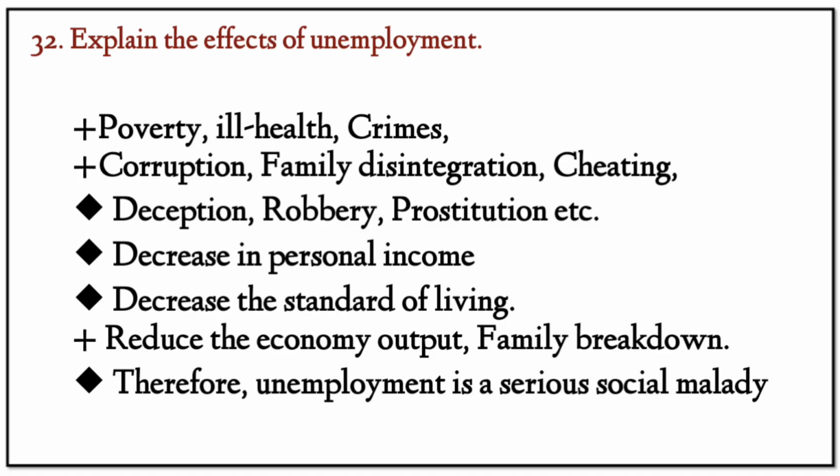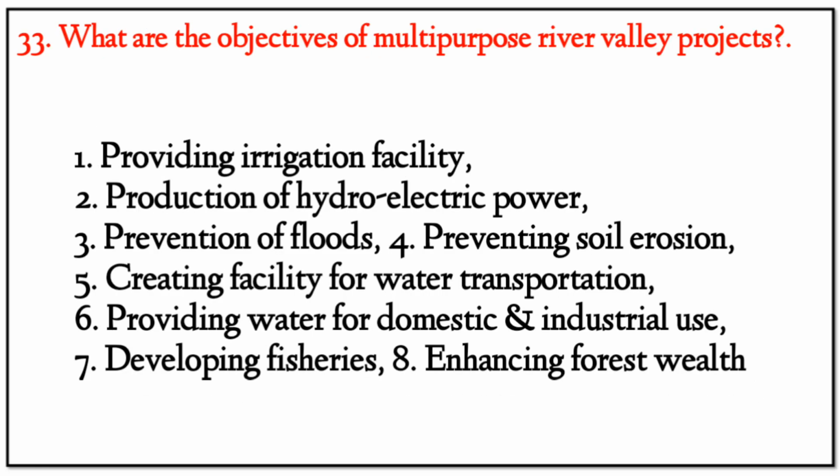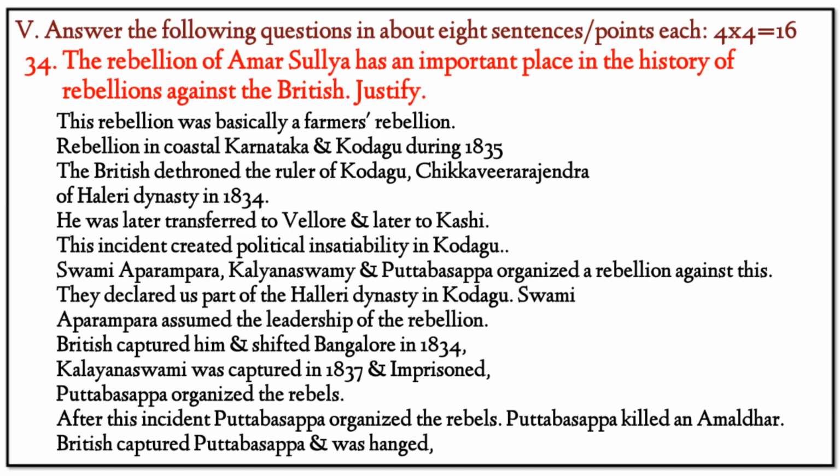Next, question number 33. What are the objectives of the multi-purpose river valley projects? Answer: providing irrigation facilities, production of hydroelectric power, prevention of floods, prevention of soil erosion, creating facility for water transportation and providing water for domestic and industrial uses, developing fisheries, enhancing forest wealth.